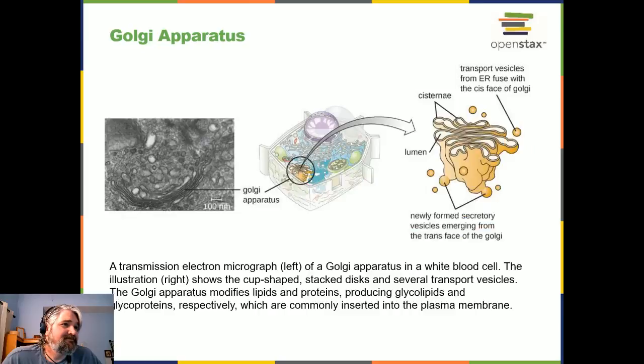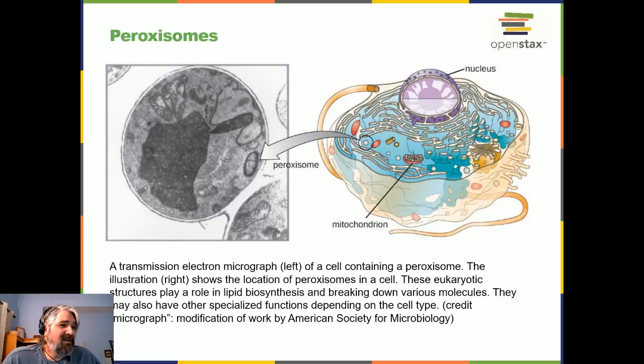So the Golgi apparatus, glycosylation, and other post-translational modifications take place here. And peroxisomes play a role in lipid biosynthesis and the breaking down of various molecules.